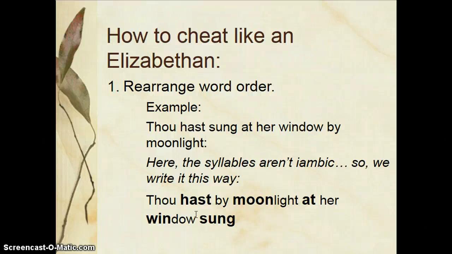Like here's one example. Thou hast sung at a window by moonlight. It doesn't really have the rhythm. So what you're going to do is just move a couple things. And usually what gets moved is things like a prepositional phrase. So, thou hast by moonlight at her window sung. See, they've taken these prepositional phrases, by moonlight, at her window, and stuck them between the helping verb and the main verb.